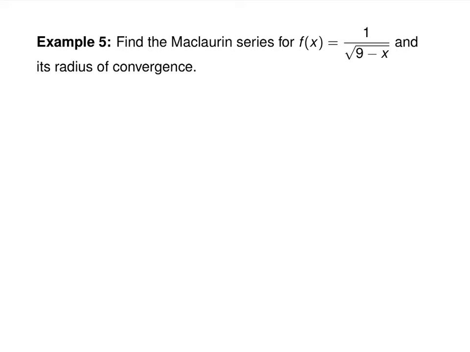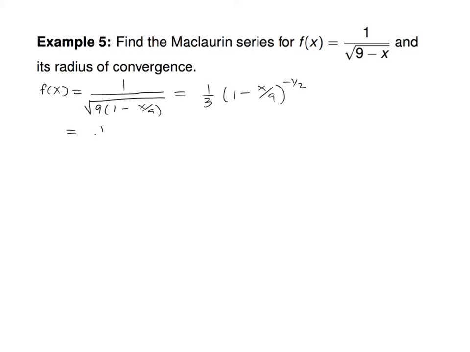Okay, so let's do an example. So here we have f of x. First of all, let me pull out that 9 from the denominator so I can make it a 1 something. 9 times 1 minus x over 9. Okay, well that's the same thing as a third times 1 minus x over 9 to the negative 1/2 power. Or that's 1/3 times 1 plus negative x over 9 to the negative 1/2 power.